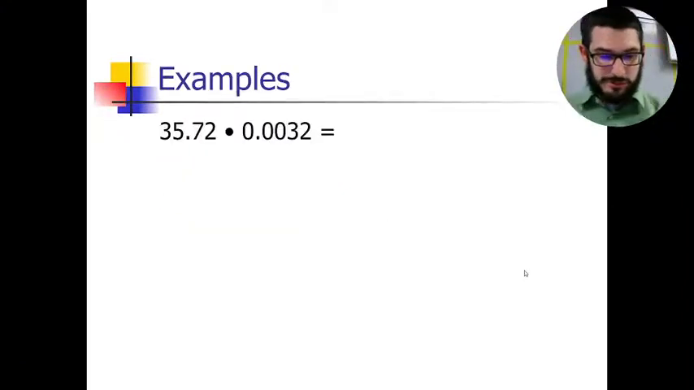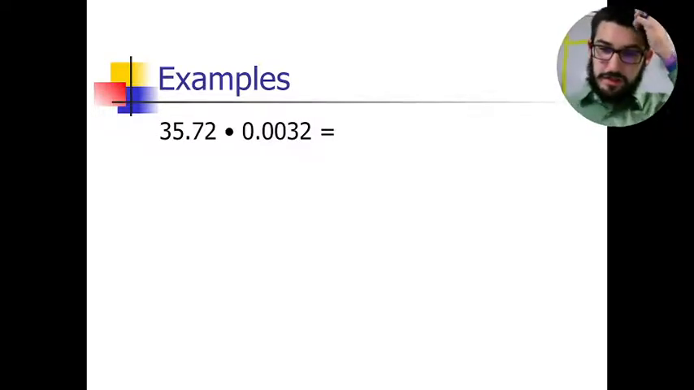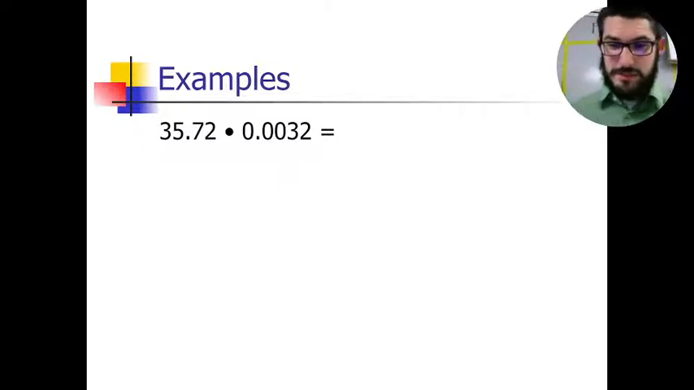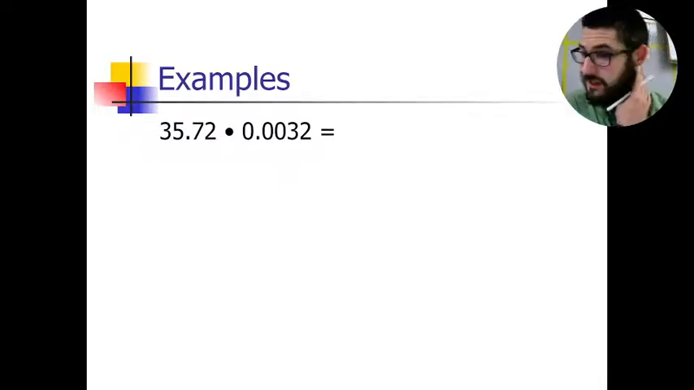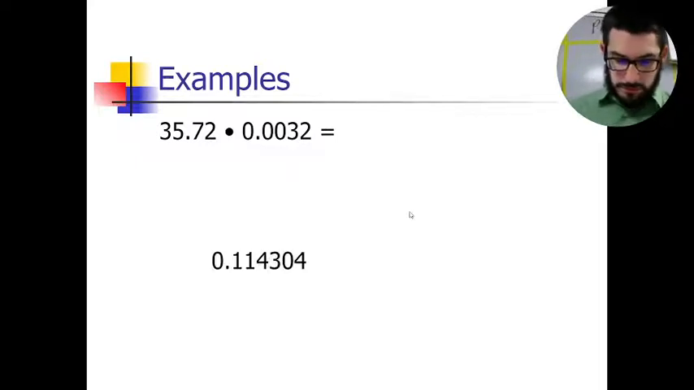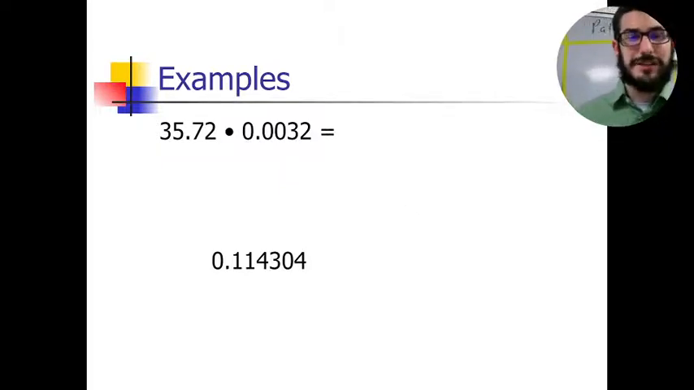So some examples. We've got 35.72 times 0.0032. Type that in the calculator, and what you should get is 0.114304. Go ahead and take a second, see if you can figure out how many significant digits that'll need to have.